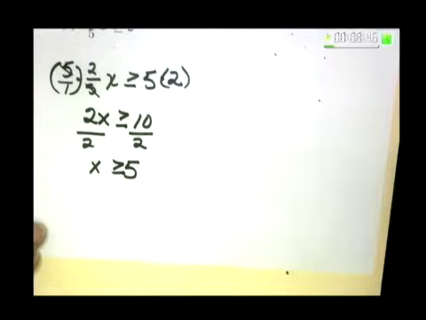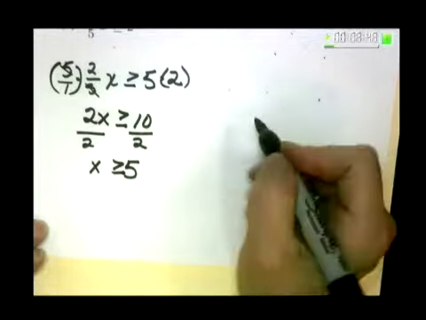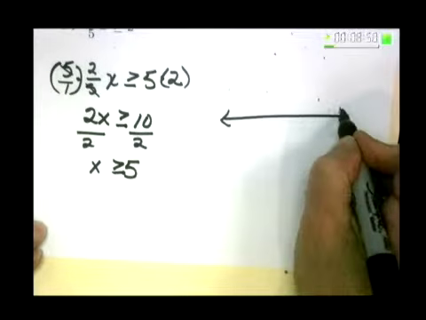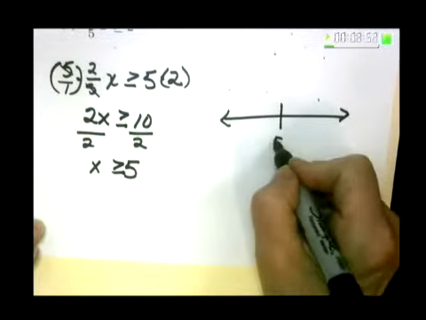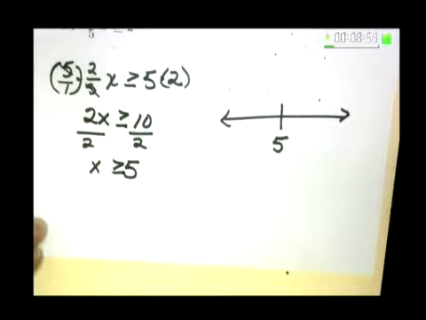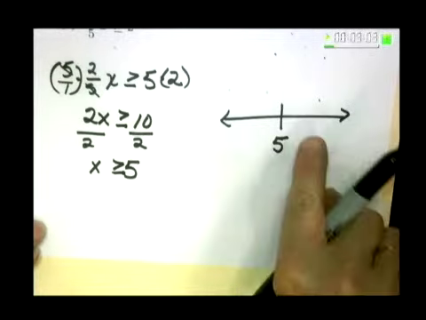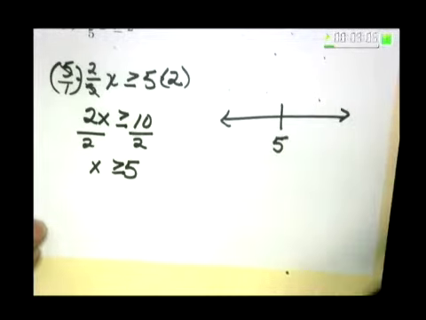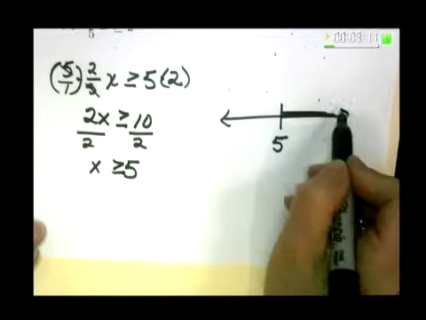That is my solution. And now I'm going to do my graph. I find the number 5. And it says I want anything larger than 5, greater than 5. Numbers that are greater than 5, bigger numbers are to the right. The arrow is pointing to the right. I'm going to go to the right. So I'm going to shade everything to the right.